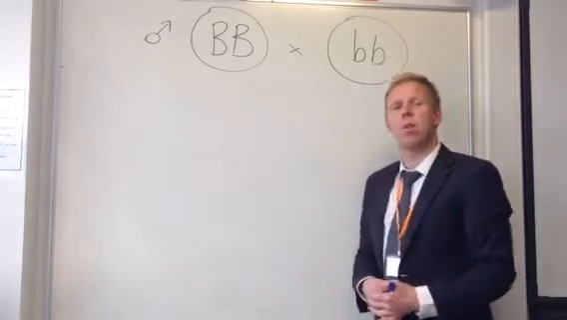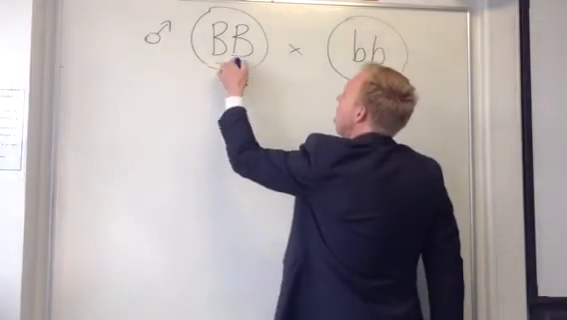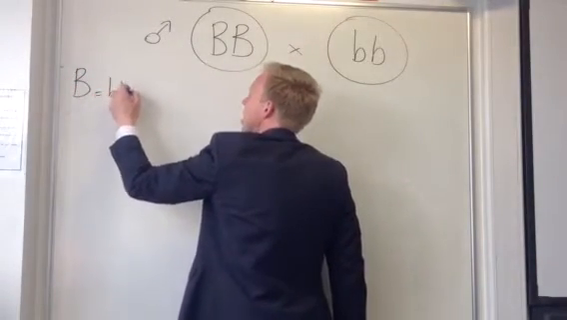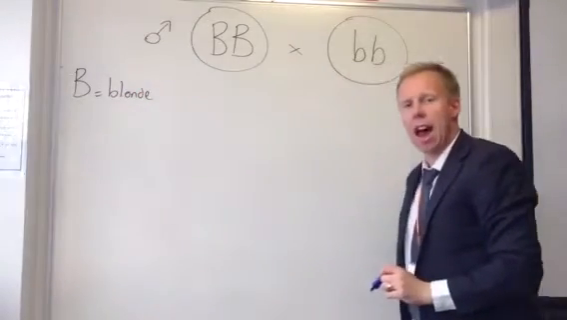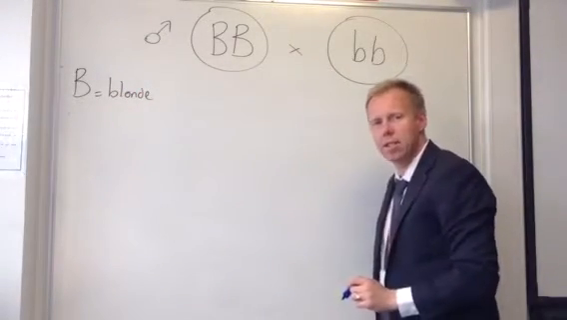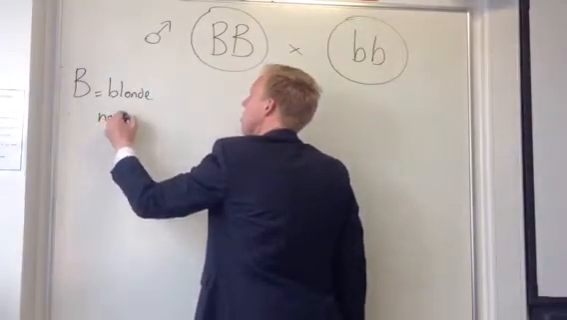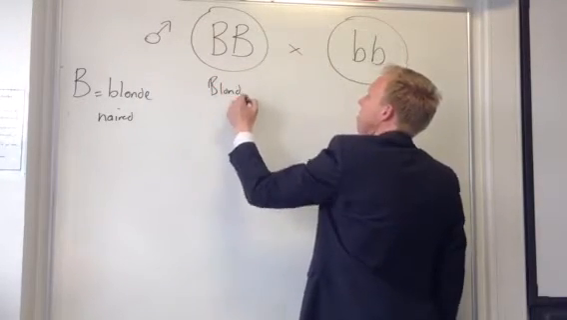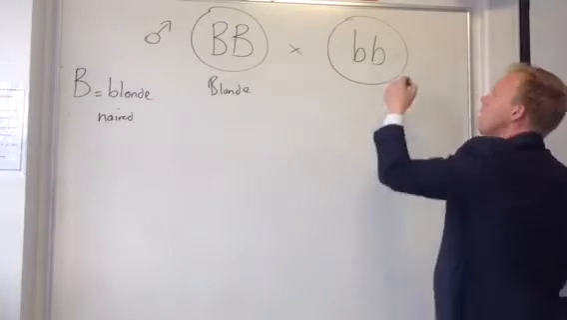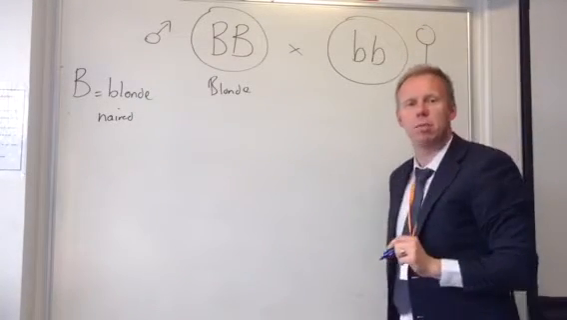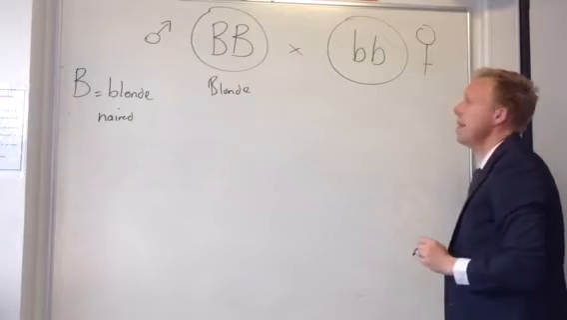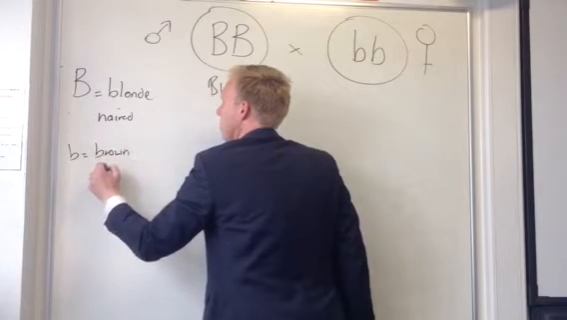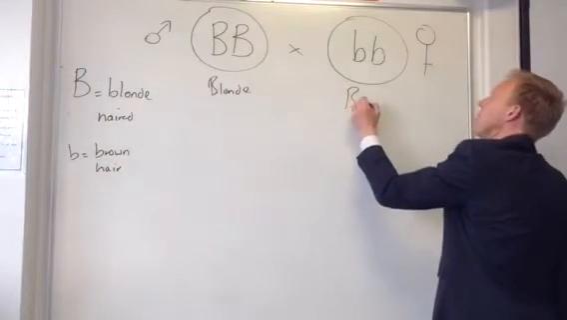Okay, so first of all we want to make ourselves aware that because, as we've said before, big B is the dominant allele and codes for blonde-haired individuals, this male will have blonde hair. I forgot to talk about this symbol, that's a symbol for a female. Whilst this female, with the little b's, will have brown hair.